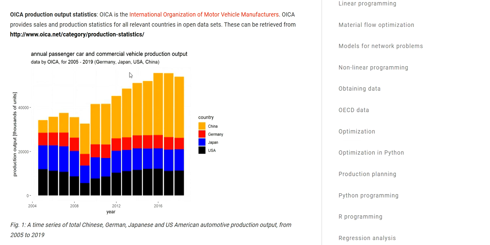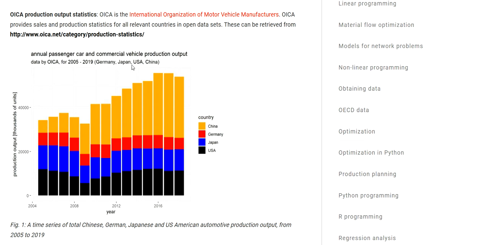The first data set or the first source that I would like to highlight is OICA, which is the International Organization of Motor Vehicle Manufacturers. Here you find a chart where I show the annual passenger car and commercial vehicle production output by relevant country, in this case being China, Germany, Japan, and the US.